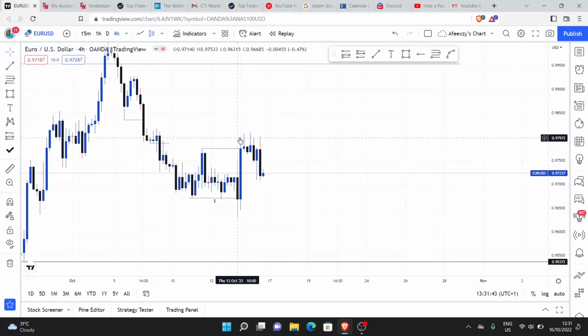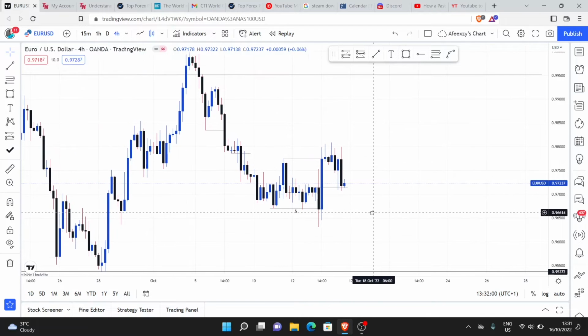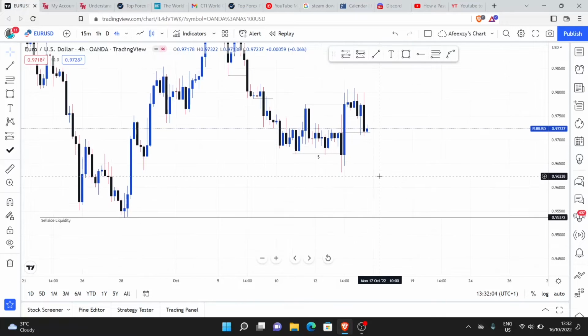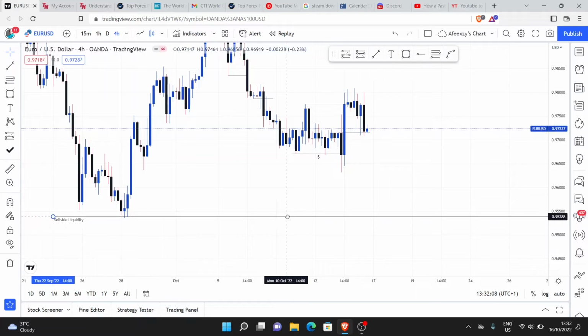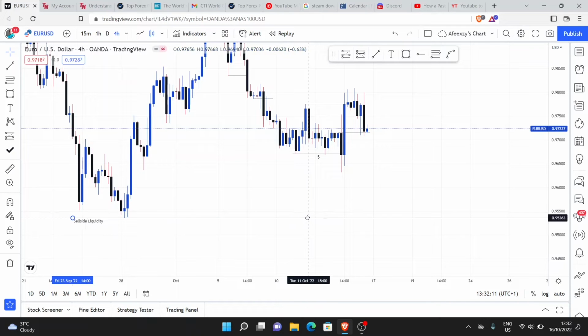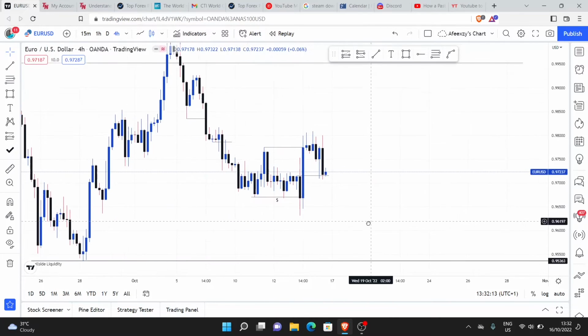As you can see here, it came here, did not really show a clear structure break, saw some kind of weak rejection. And here is another zone to be watching. But personally, I won't do anything on EURUSD right now because I want that bearish structure to show me that EURUSD wants to continue lower to this zone, clearing this sell side liquidity on EURUSD. So that is that for me on EURUSD.